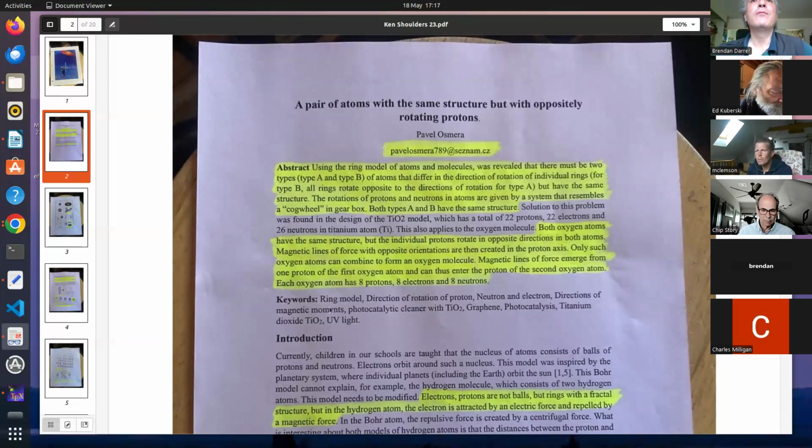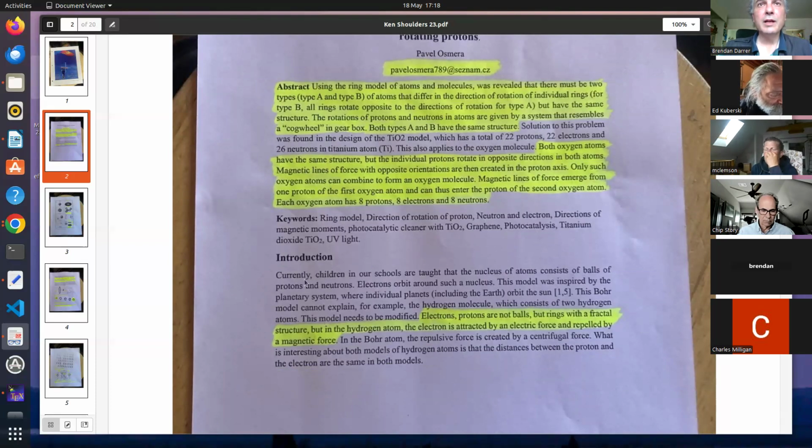Keywords here are ring model, direction of rotation of proton, neutron and electron, directions of magnetic moments, photocatalytic cleaner with titanium dioxide, graphene, photocatalysis, titanium dioxide, and ultraviolet light.